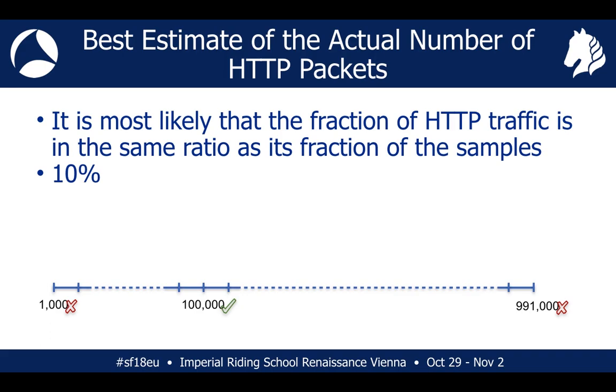So the most likely answer of this is 100,000 packets. So even if we have only seen 10,000 samples, we can see that 100,000 of the original 1 million packets are HTTP.